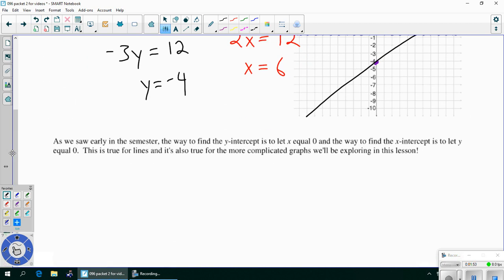As we saw early this semester, the way to find the y-intercept is to let x equal 0, and the way to find the x-intercept is to let y equal 0. This is true for lines, and it's also true for the more complicated graphs we'll be exploring in this lesson.